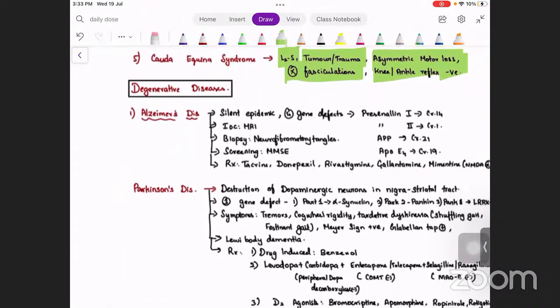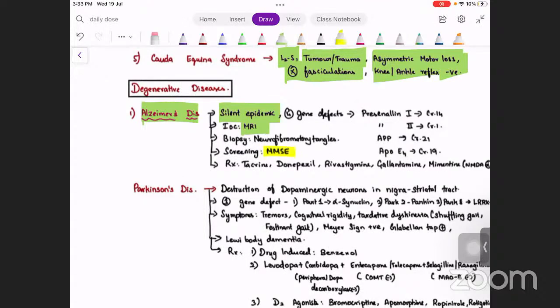Then, apart from that, the degenerative diseases. The first one is Alzheimer's. The investigation of choice is MRI, people. Alzheimer's is a silent epidemic. Very important MCQ. The investigation of choice is MRI, but the screening test for Alzheimer's is MMSE.